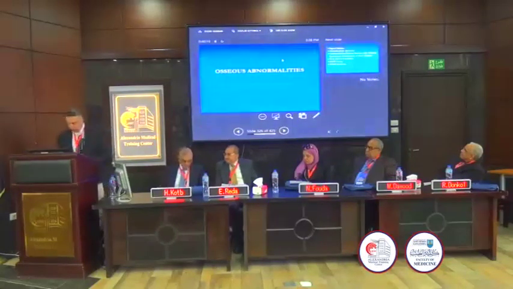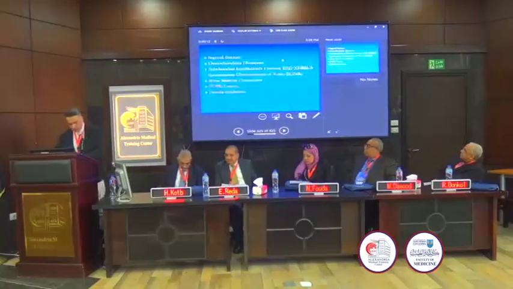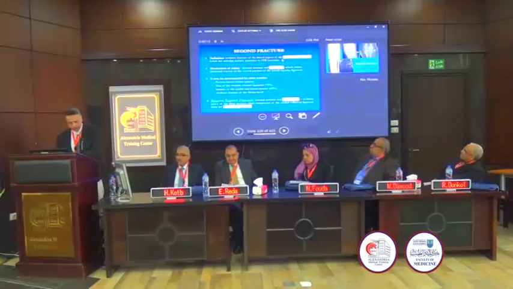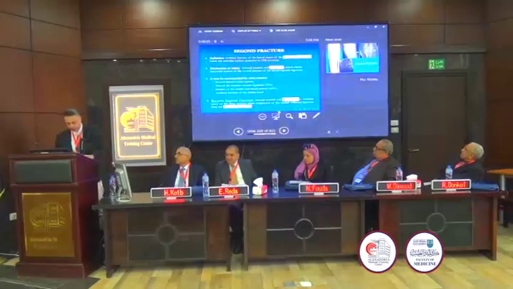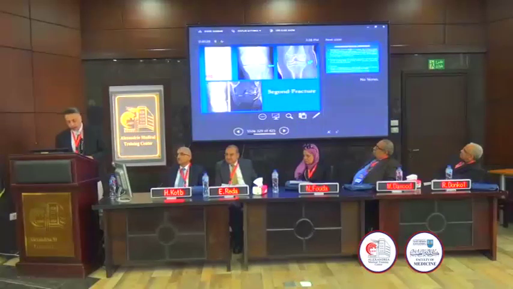In osseous abnormalities, we can find a segond fracture, which is an avulsion fracture of the lateral tibial plateau, and we have the reverse Segond fracture, which is an avulsion fracture from the medial tibial plateau. This is an example of a Segond fracture, and on the other side, the reverse Segond fracture.